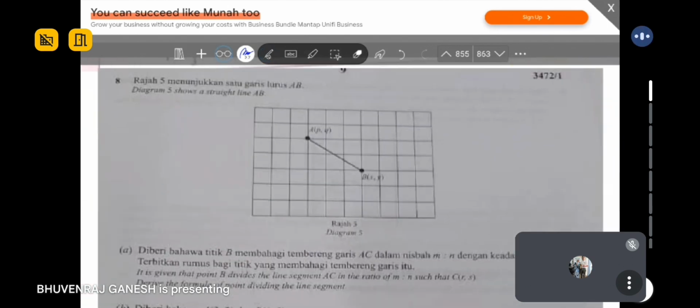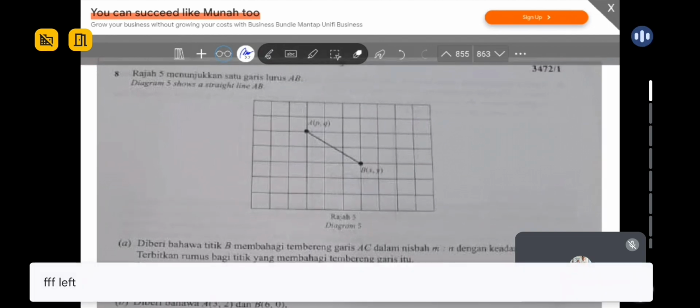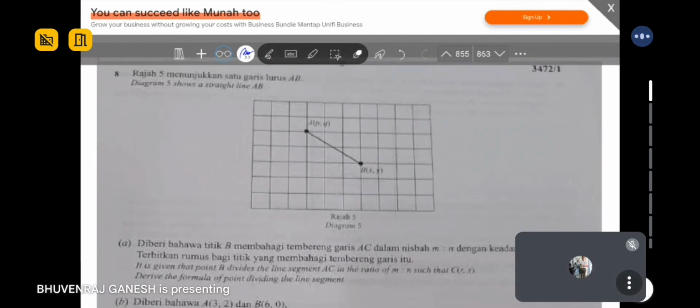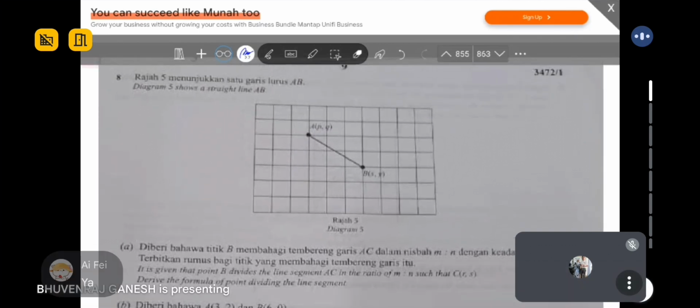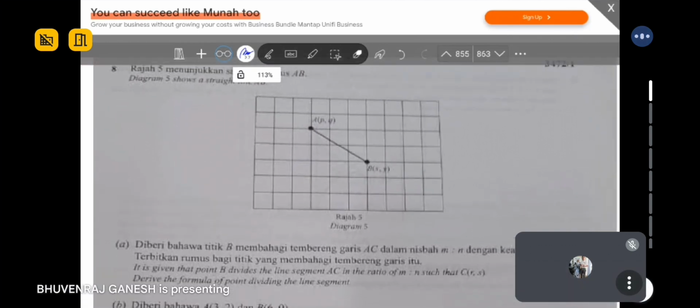Soalan 8 dah. Number 8. Okay, so Ahmad, can you give me a number? Boleh bagi saya nombor tak? 1 sampai 10. Your favorite number. Oh, 1. Okay, Aifei, are you here? I rasa kamu saja nak target orang tu. Aifei, are you here? Okay, good. So can you tell me what chapter is this question? And what form?